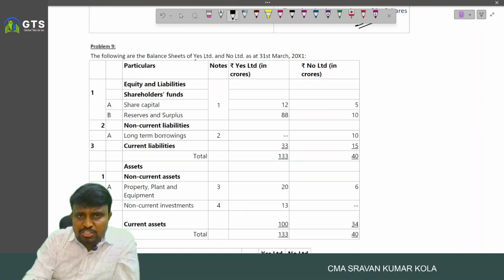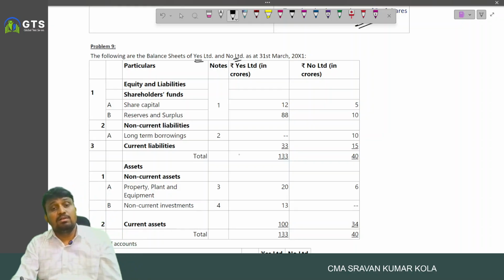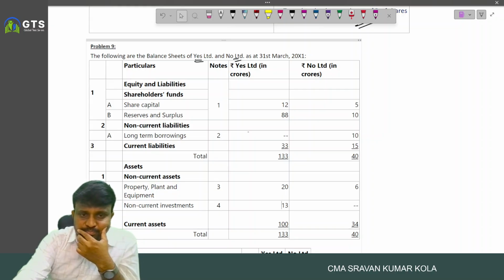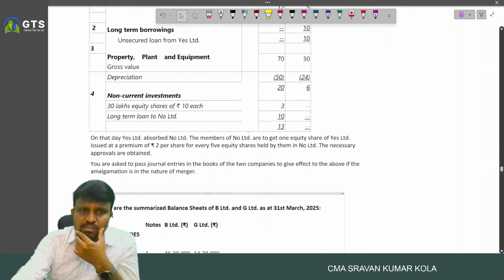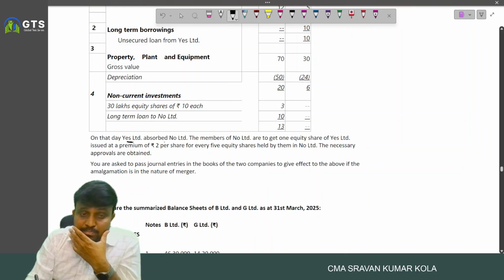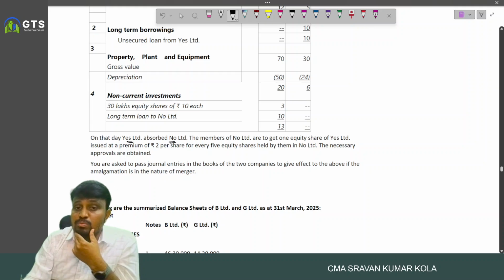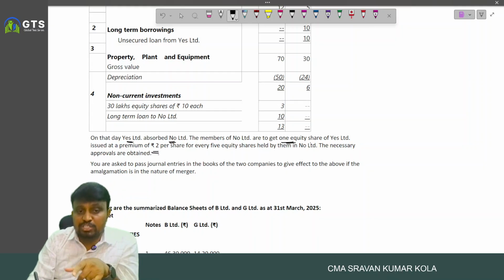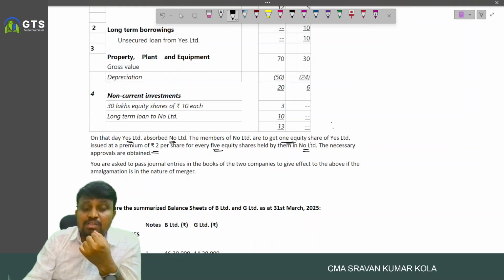And here, the following are the balance sheets of S Limited and No Limited. So two balance sheets are provided and notes to accounts are provided. On the day, S Limited absorbed No Limited. The members of No Limited are to get one equity share of S Limited at a premium of 2 per share for every 5 equity shares held by them in No Limited.